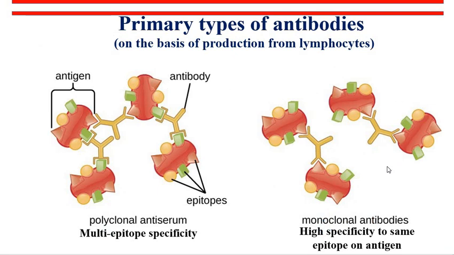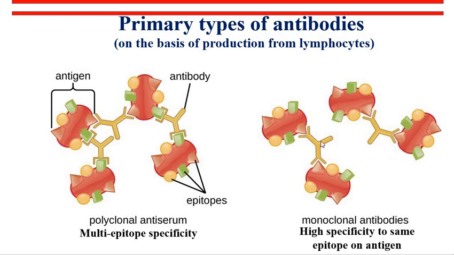Now we will see the difference between the polyclonal and the monoclonal antibodies. These are the 2 primary types of antibodies on the basis of production from lymphocytes. Here you can see 4 tubular molecules in red color. These are 4 antigens. On the surface of these antigens you can see the triangular structure, spherical and green square shaped structure. These structures are showing the epitopes of the antigen, and these are 2 antibodies.